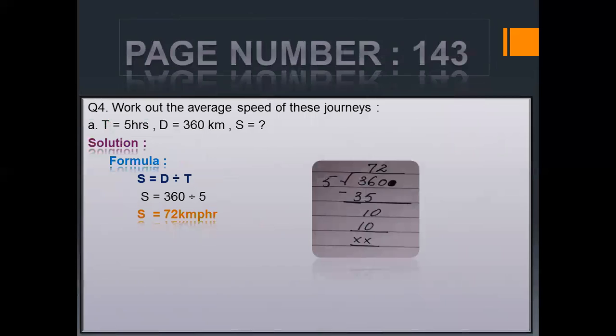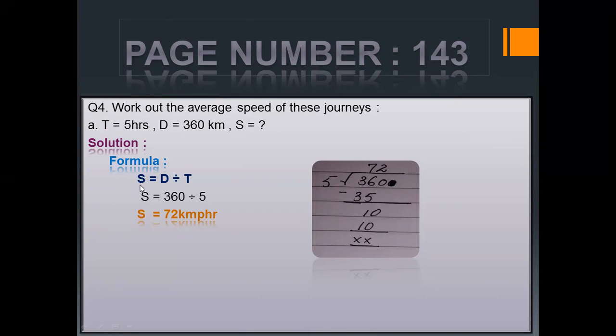In the second question, work out the average speed of these journeys. In the previous one, speed and time were given, and in each part we calculated the distance. Now we have time and distance, and we calculate the speed. As you know, the unit of time will be hours and the unit of distance will be kilometers. Now we are calculating speed.